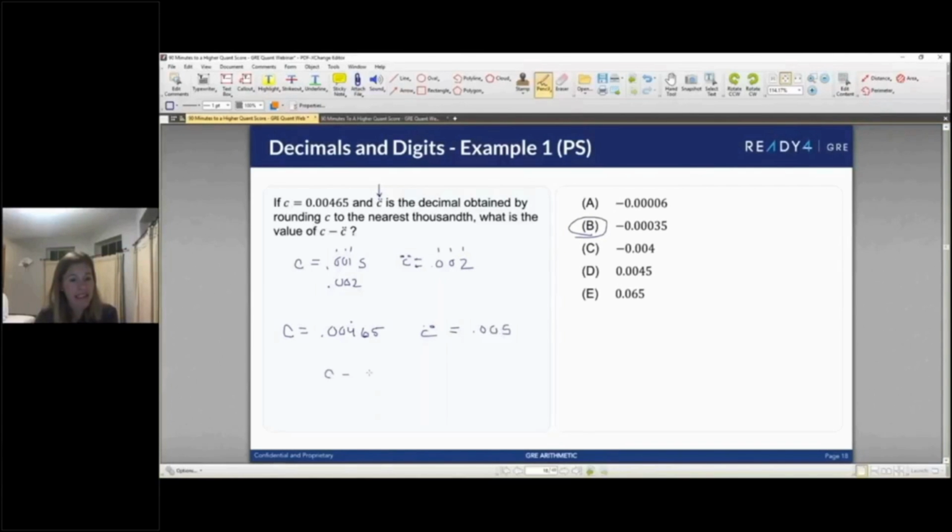C minus C dot then is going to be 0.00465 minus 0.005. Now we know that this is going to be negative, right? Because 0.004 something is less than 0.005 something. So automatically we know that these answers are out. And on the GRE, you get a calculator. There's a little on-screen calculator that you get to use that has a limited number of functions. So you could just type this into your calculator and you would end up with B.